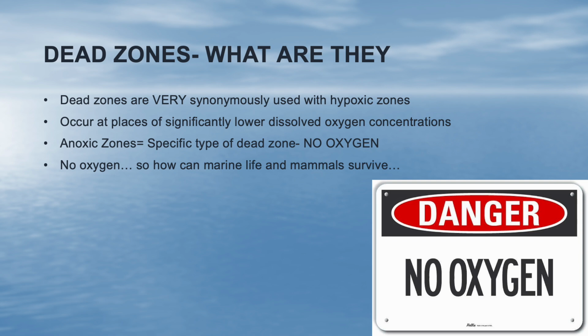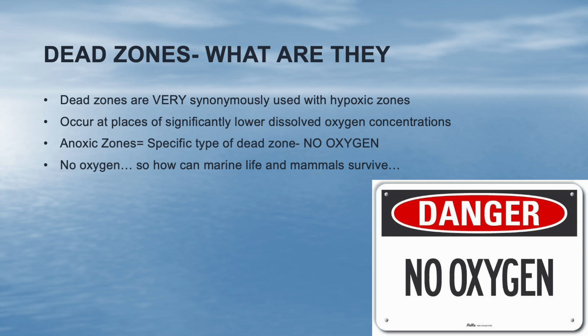Dead zones, which are commonly also referred to as hypoxic zones, are used synonymously, essentially the same definition as hypoxic zones, which are described above. They occur at places of significantly lower dissolved oxygen concentrations, where there's basically no oxygen in the oceans and the lakes, especially in anoxic zones, which is essentially a specific type of dead zone where there is absolutely no oxygen. Marine life is very scarcely found in these zones because there's literally no oxygen for marine mammals and marine organisms to use.